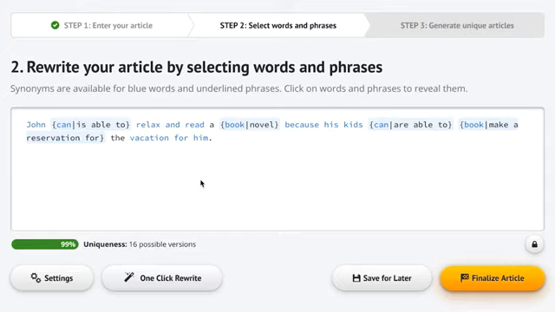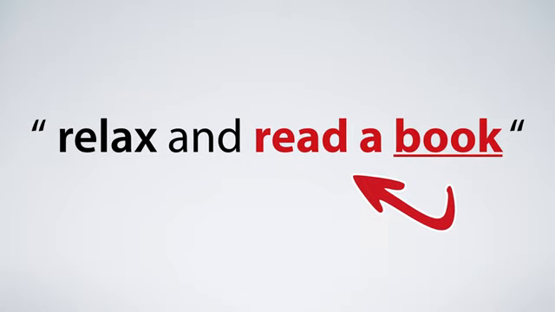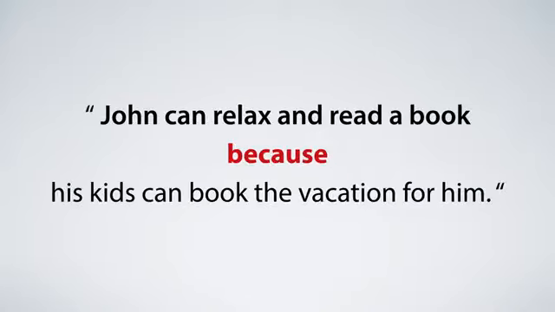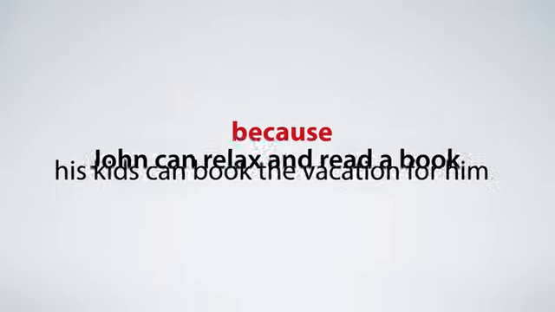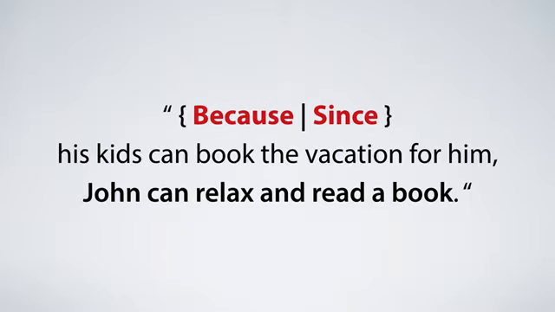But this is not all Spin Rewriter can do. It can also detect that the word book belongs to the verb read, and that both actions relax and read a book can be swapped around to make your sentence even more unique. And not just that, it can even rearrange the entire sentence because it understands the cause and effect. So it moves the word because from the middle of the sentence to the very beginning, while preserving the exact same meaning, just like this.